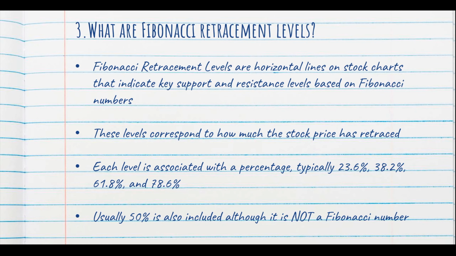What are Fibonacci retracement levels? Fibonacci retracement levels are horizontal lines on stock charts that indicate key support and resistance levels based on Fibonacci numbers. These levels correspond to how much the stock price has retraced. Each level is associated with a percentage, typically 23.6%, 38.2%, 61.8%, and 78.6%. Usually 50% is also included, although it is not a Fibonacci number.